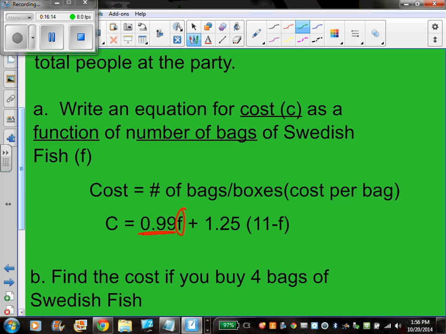and that we know is $1.25 per box. And we know that there are 11 boxes or candies total. So if we take the number of Swedish Fish and take that away from 11, that'll be how many boxes of Milk Duds we have left to get. So there's our function.